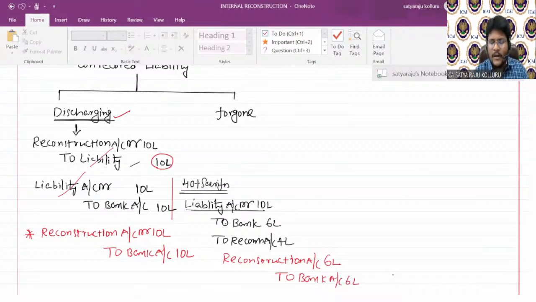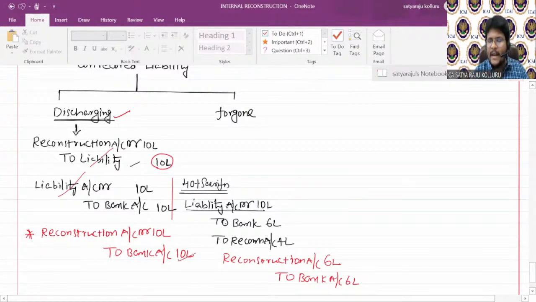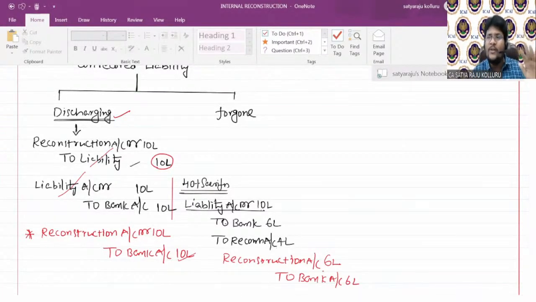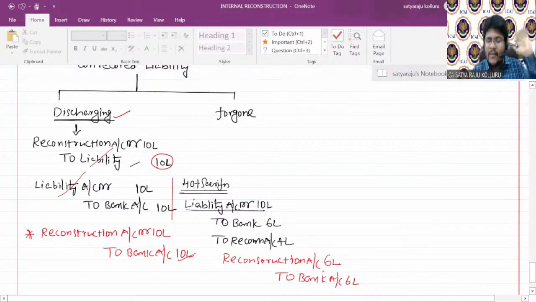Sir, now what conclusion can you draw from this? Irrespective of the book value of such unrecorded liability, the amount you pay to discharge it is what is relevant for recording the journal entry. Here you are paying 10 lakhs, right? Then the entry is reconstruction to bank 10 lakhs. Here you are paying only 6 lakhs, then the entry is reconstruction to bank account 6 lakhs. Without a second thought, simply think about the value at which you are making payment. The book value of such unrecorded liability is completely irrelevant.